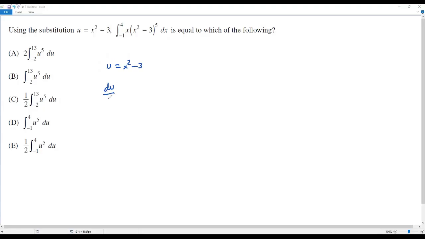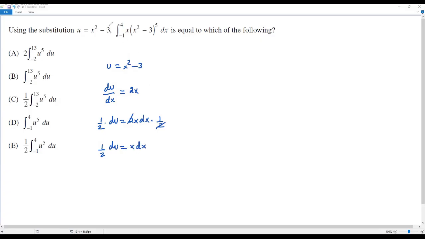Then I'm getting du over dx on the left side. When I find the derivative of this x squared, it is 2x, and negative 3 is a constant. When I find the derivative of this constant, negative 3, it will become 0. Okay, let's multiply both sides of this equation by dx. Then we get du equals 2x times dx. Now let me multiply both sides of this equation by 1 over 2. Then this 2 will cancel out. I'm getting 1 over 2 times du equals x times dx.